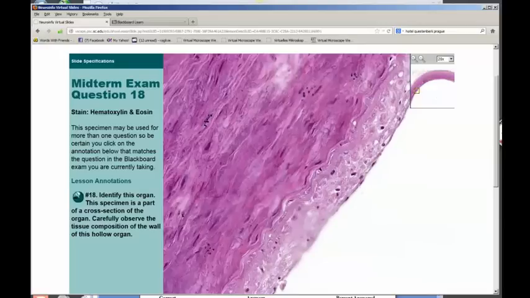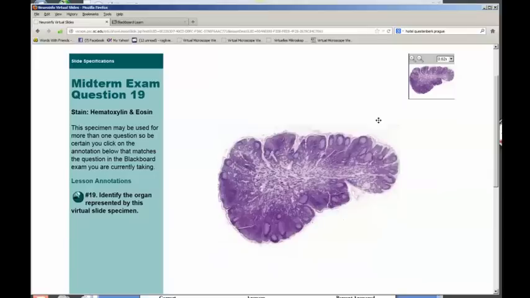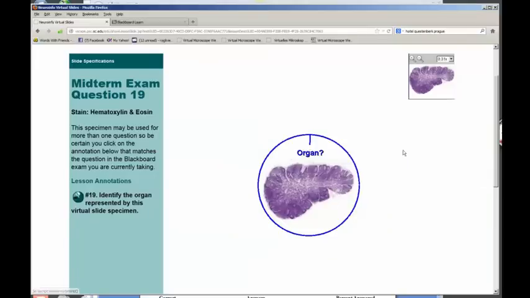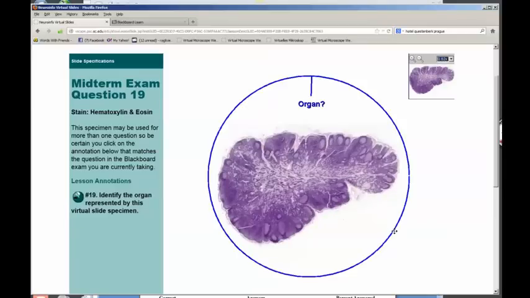So the next question is question 19. Okay, you're asked to identify the organ represented by this virtual slide. Even before I click, I'm not sure, but it goes to lower magnification. And if I increase the magnification, I see that there's actually two regions of this organ. There's an outer portion and an inner portion.